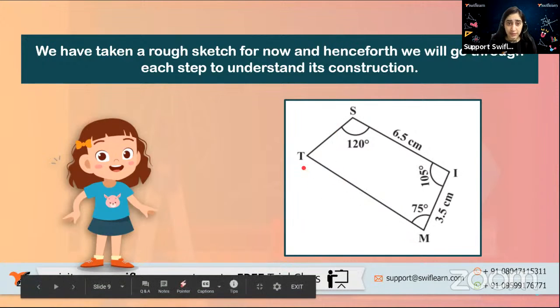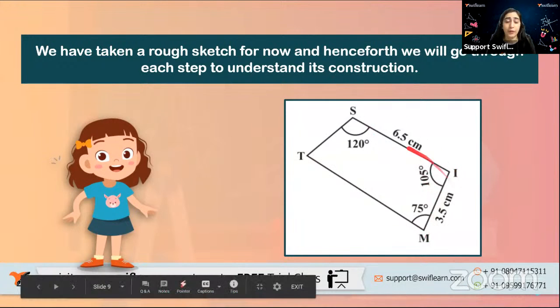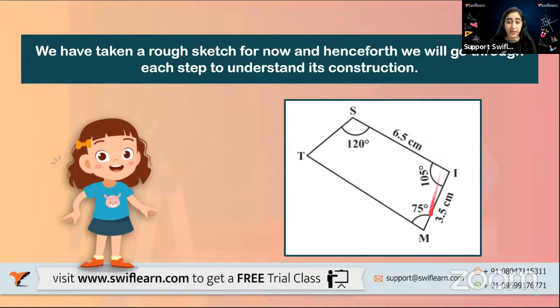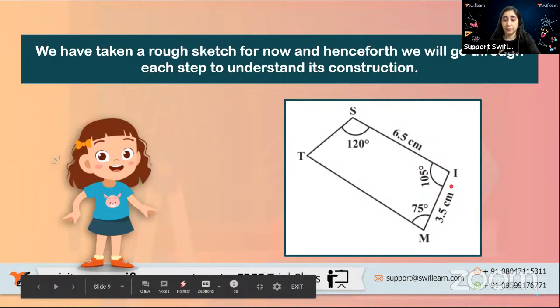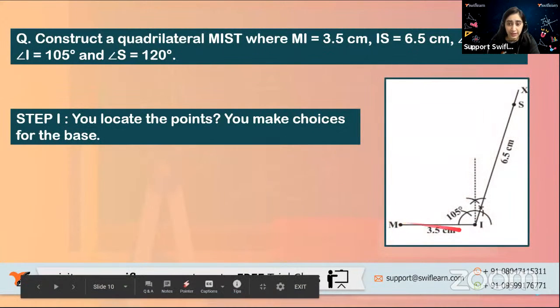Same goes with this side, T and M, or MT. In this, I know the angle, but I don't know the side. So only on the right hand side do I have the information. I know MI, I know both the angles. Similarly, I know IS and I know both the angles. So I can choose MI or IS. Whichever you want, you can choose it. That will not be a problem. But currently, I am choosing IM. So let's see what happens. I have made IM 3.5 centimeters.